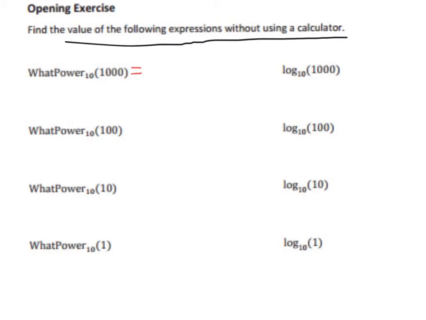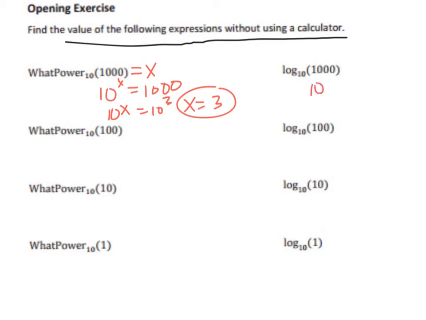Well, we know this is asking: what power of 10 gives 1,000, and we know that's equal to x. The old-fashioned way was to write 10 raised to the x equals 1,000. You know 10 to the x is equal to 10 to the third, so x is equal to 3. And if I do log base 10 of 1,000, it's going to turn out to be the same thing, because this will also be 10 to the x equals 1,000, and when you get done doing the work, x will also turn out to be 3.